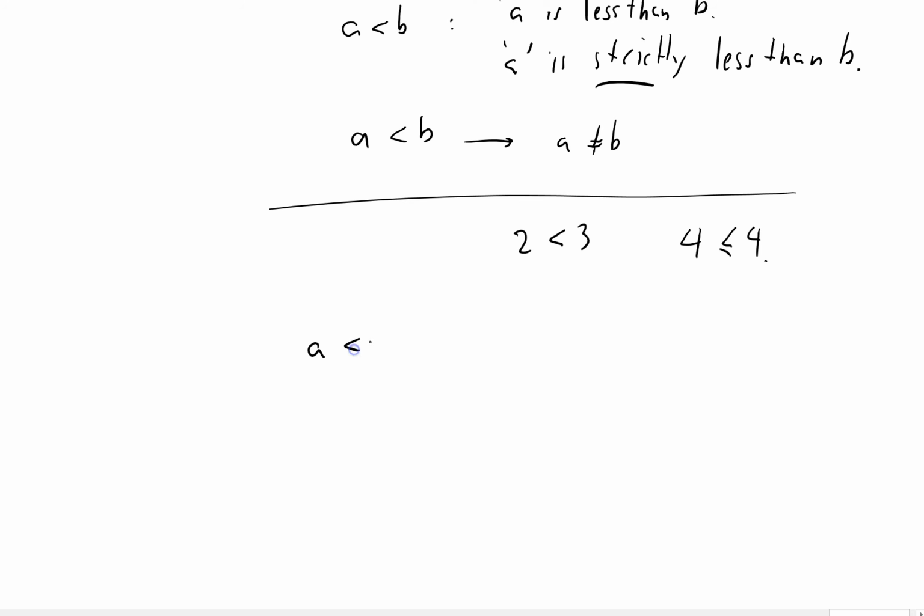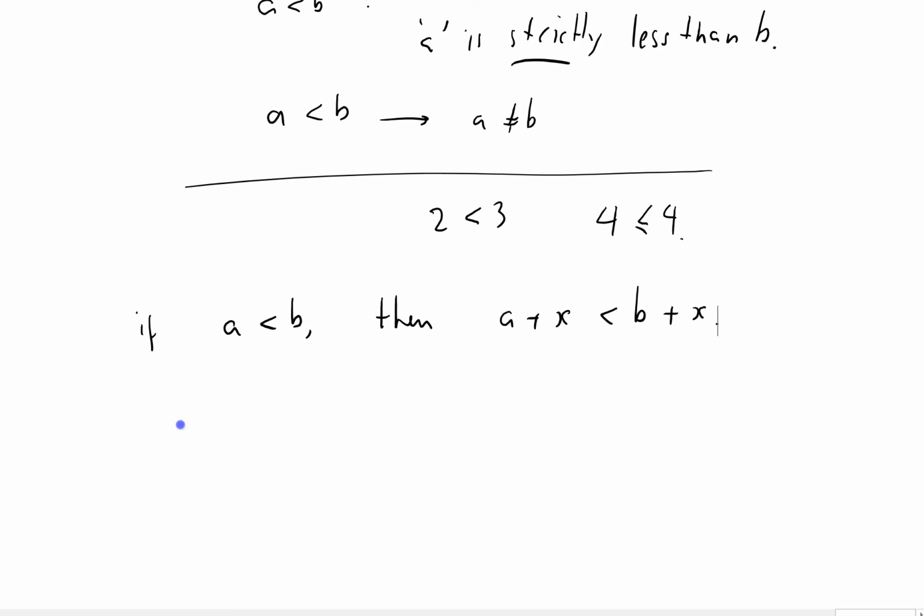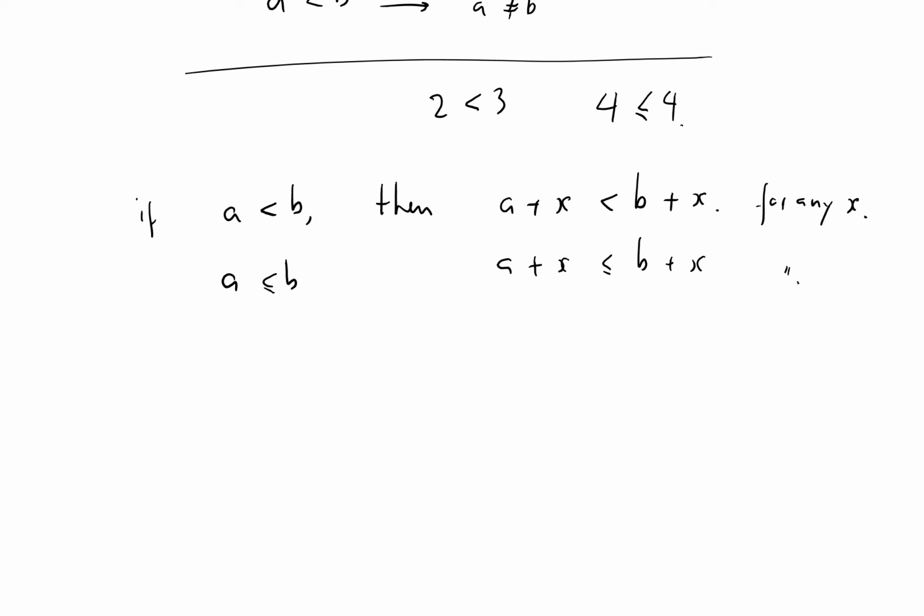Okay. So let's start with something. If A is less than B, then A plus X is less than B plus X for any X. Understood that I'm talking about real numbers here. Also, if A is less than or equal to B, then A plus X is less than or equal to B plus X, again for any X. So it's just some very basic manipulations here.